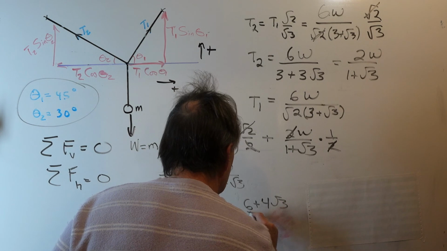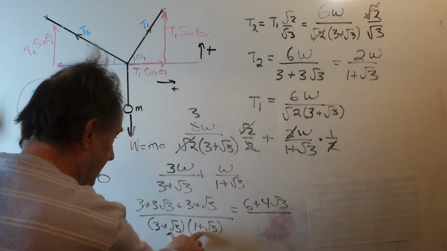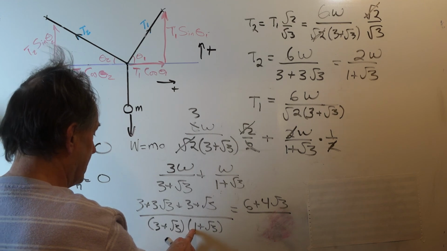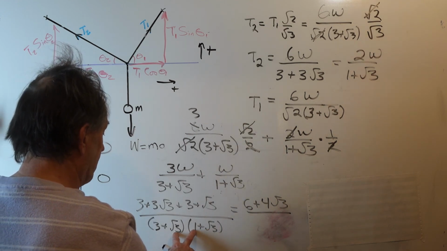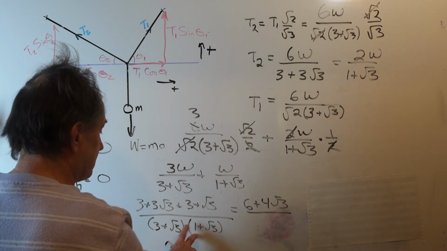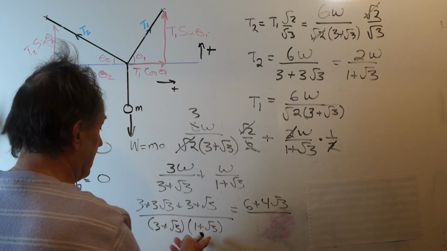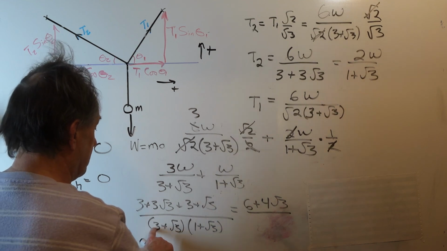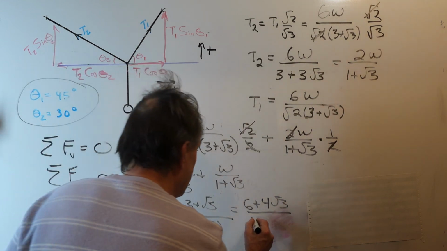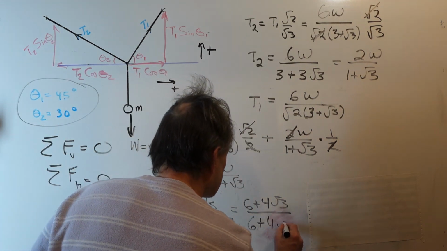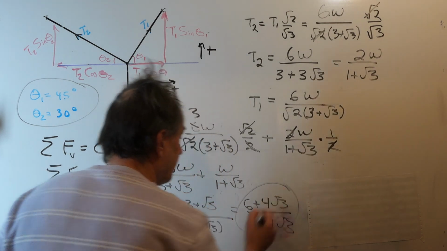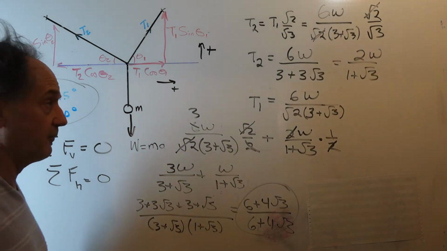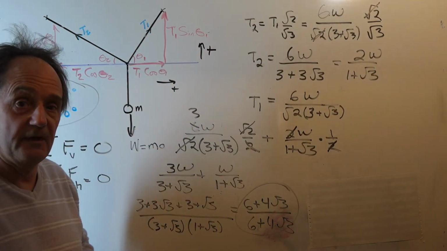in the numerator. And in the denominator, if we multiply this out, we get 3 times 1 plus a cross product, which is 1 plus 3 square roots of 3, which is 4 square root of 3, and then square root of 3 times square root of 3 gives us 3. So we have 3 plus 3, which is 6 plus 4 square root of 3, and indeed that's equal to 1. So it checks out. So there we have it. There's a simple problem in statics.